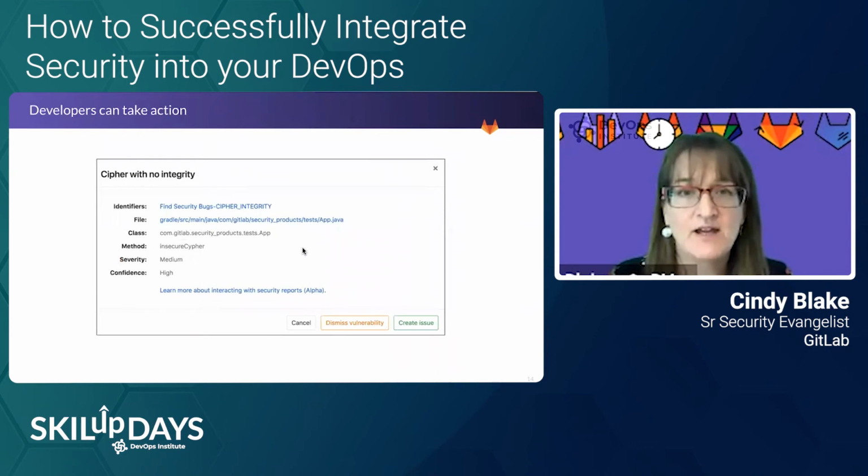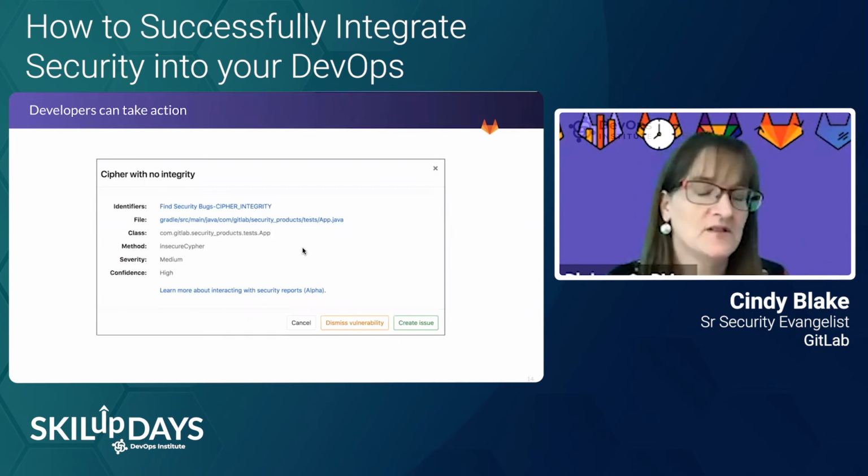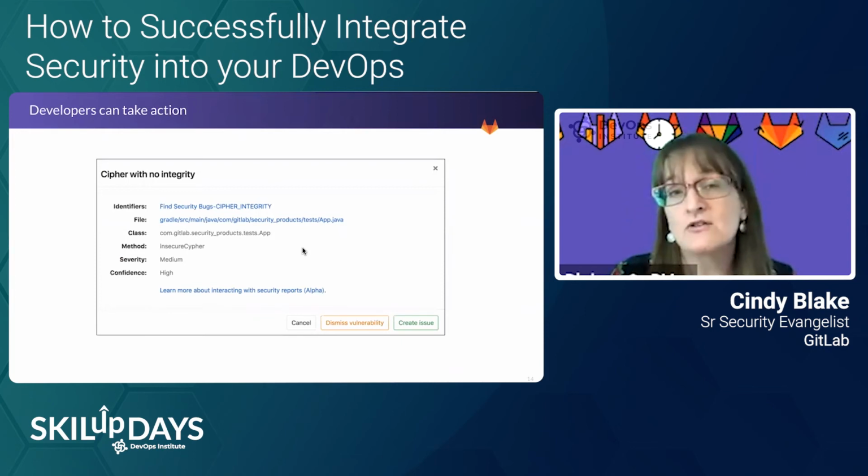So maybe they look into it and they say, this really isn't a vulnerability, I'm going to dismiss it. Maybe they have a compensating control, or it's a test database, so it's less important, or what have you. They have a reason why they believe that this is no longer important. They can dismiss it and create a note as to why it was dismissed, or they can create an issue if it's something that needs to be dealt with, but maybe not in this particular sprint.